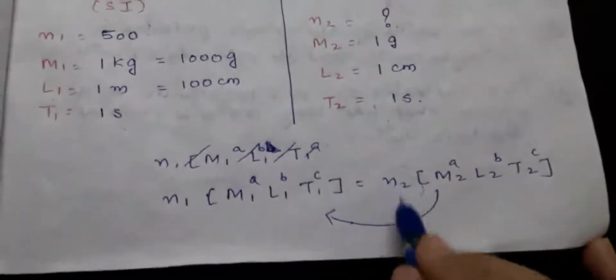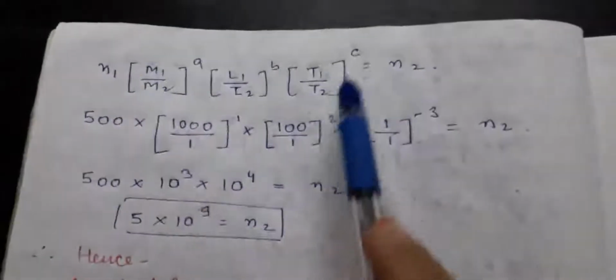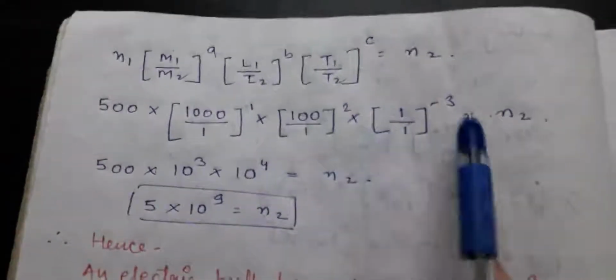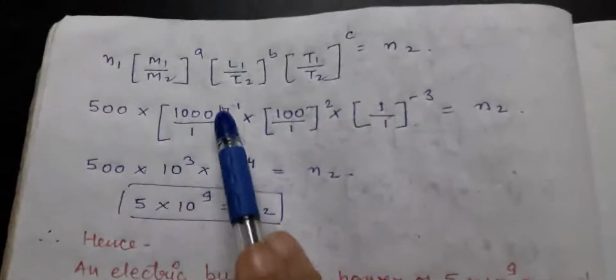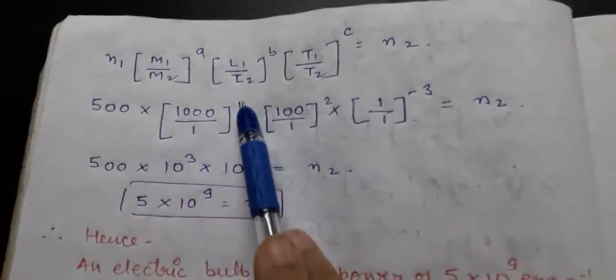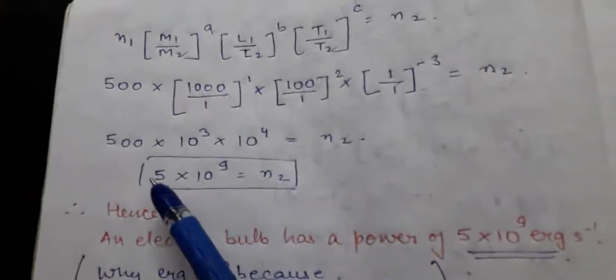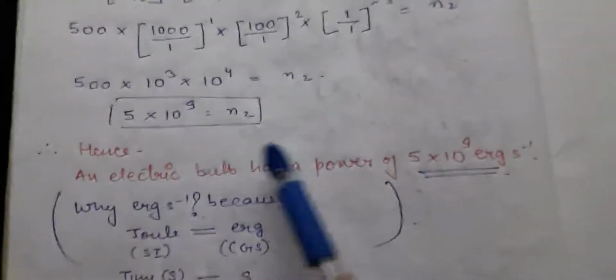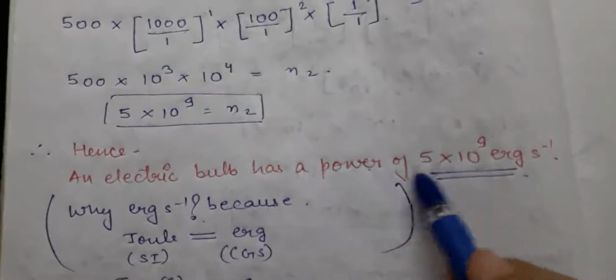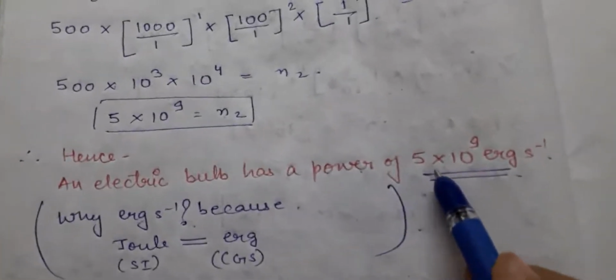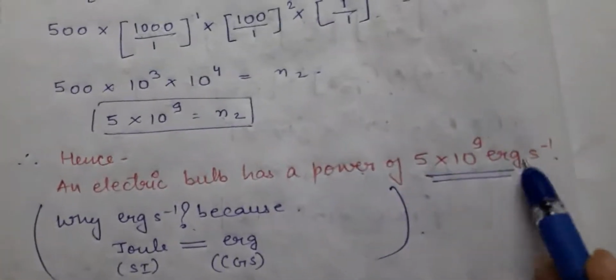Again I have to find the value of n2, so I will bring the dimensional formulas here. So now what to write? n1 is equals to, in this way I will write. So directly I am putting the values. 500 into 1000 upon 1 to the power 1, multiplied by 100 to the power 2, and 1 to the power minus 3. In this way I am getting the value of n2 as 5 into 10 raised to power 9. So hence the electric bulb which has a power of 500 watt in CGS is 5 into 10 raised to power 9 erg per second.